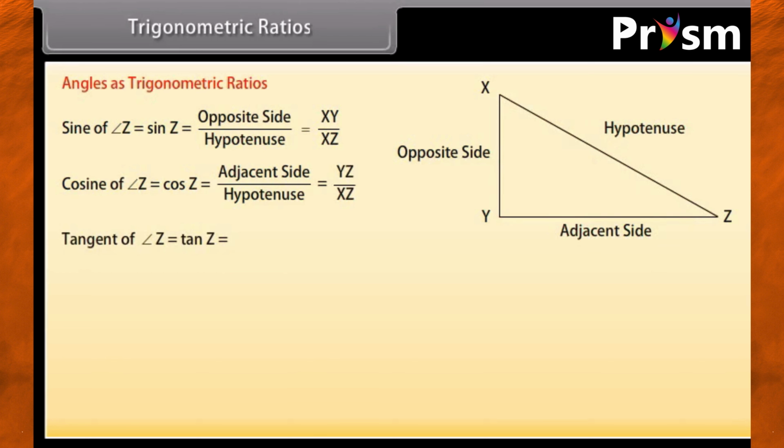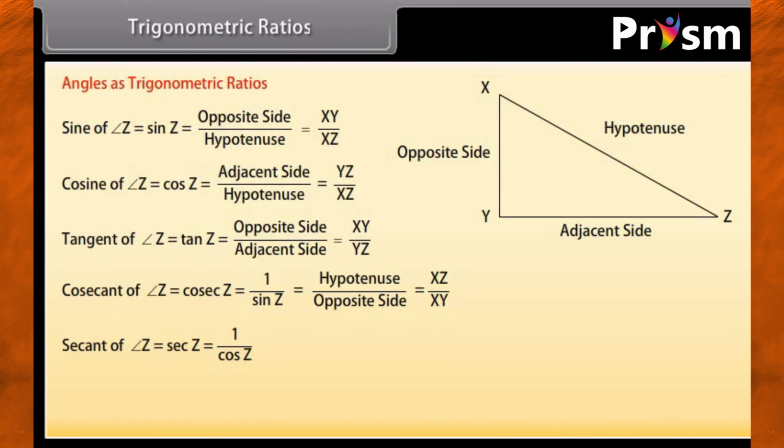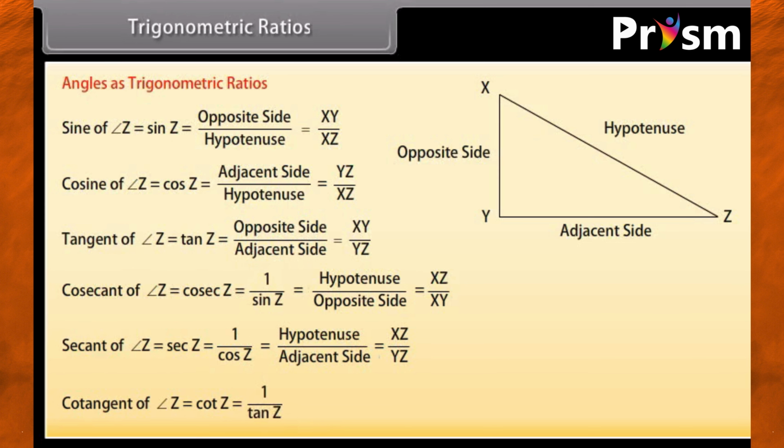Tangent of angle Z is equal to tan Z, which is equal to opposite side upon adjacent side. Cosecant of angle Z is equal to cosec Z equals 1 upon sine Z equals hypotenuse upon opposite side. Secant of angle Z is equal to sec Z equals 1 upon cos Z equals hypotenuse upon adjacent side. Cotangent of angle Z is equal to cot Z equals 1 upon tan Z equals adjacent side upon opposite side.